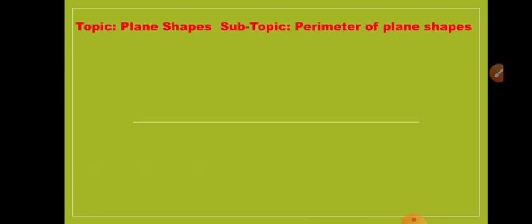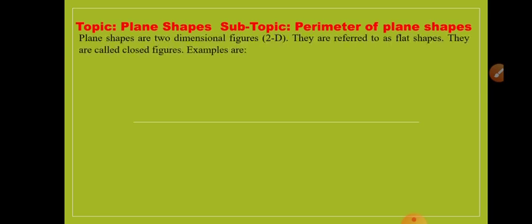Today we're dealing with plane shapes for junior secondary school 1, and our subtopic is perimeter of plane shapes. Firstly, what are plane shapes? Plane shapes are two-dimensional figures. They are referred to as flat shapes. They are called closed figures.